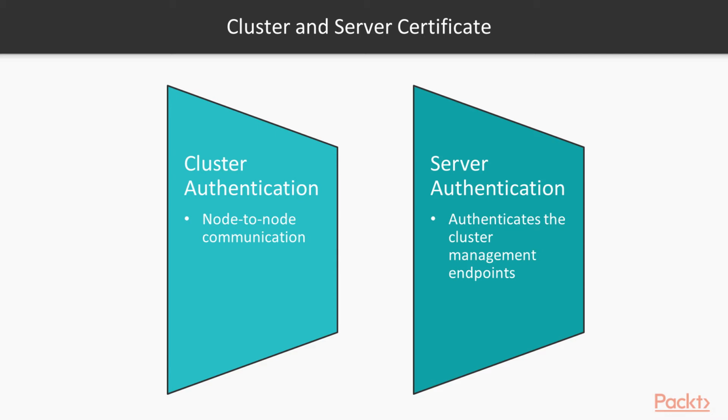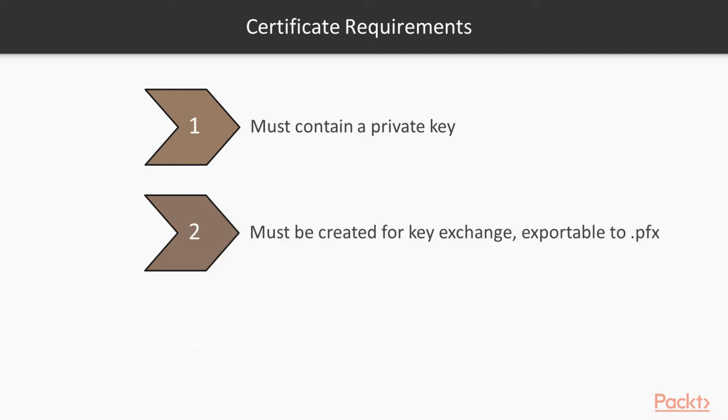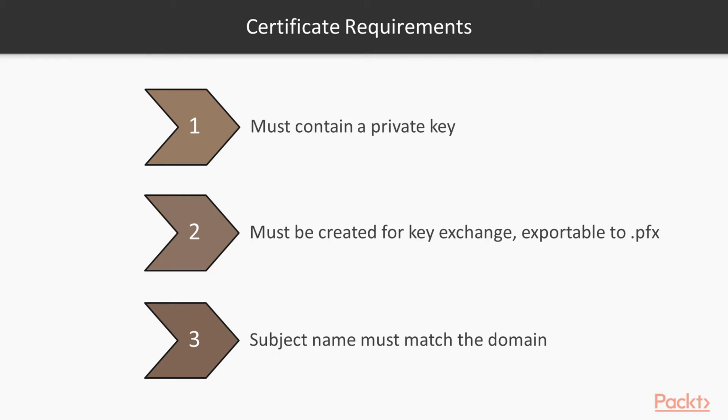Server Authentication authenticates the cluster management endpoints to a management client, so that the management client knows it is talking to the real cluster. To serve these purposes, the certificate must meet the requirements as seen here. Firstly, the certificate must contain a private key. The certificate must be created for key exchange, exportable to a Personal Information Exchange .pfx file. The certificate's subject name must match the domain used to access the Service Fabric cluster. This is required to provide SSL for the cluster's HTTPS management endpoints and Service Fabric Explorer.